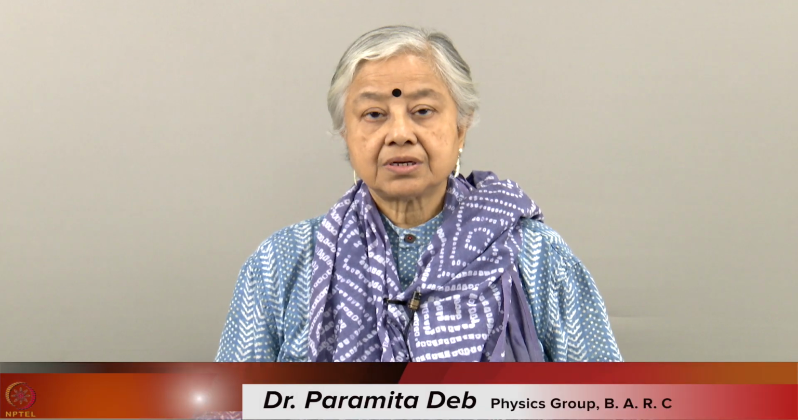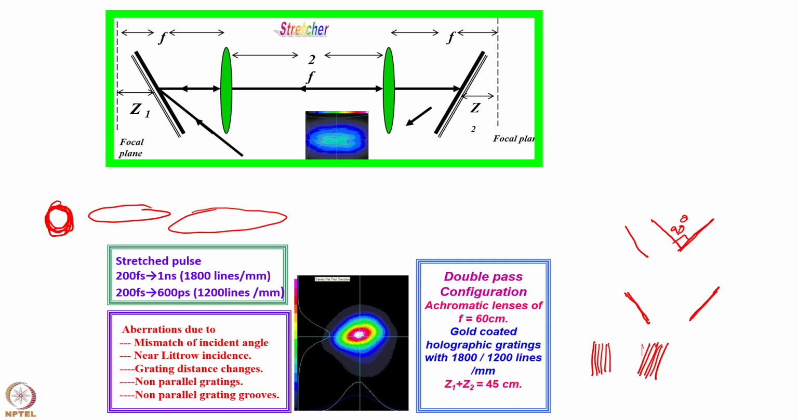I start back again from the stretcher point where I had stopped last time. Let me complete the stretcher part, and here I go. I had stopped at the point where I said there is an ellipticity brought about because of the stretcher. There is a kind of astigmatism which gives rise to this ellipticity, which is an inherent part of any grating stretcher.